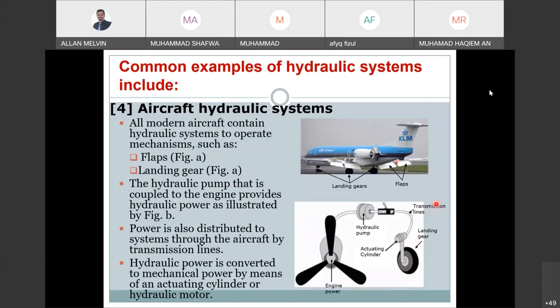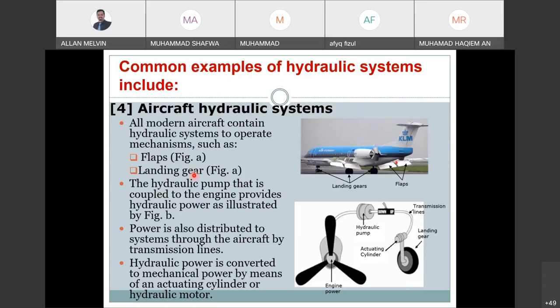Okay, the fourth one, the aircraft hydraulic system. So normally in larger machines, you can see hydraulic systems, especially vehicles. So it can be any vehicle. Normally we will see the car and aircraft. So all modern aircraft contain hydraulic systems to operate mechanisms. The flap of the wing. So kapal terbang naik ataupun turun, the flap plays a large role. So the pilot tekan je button, the flap opens because of the hydraulic system, and the landing gear. Kalau kapal nak turun ataupun naik, you can see the wheel will move slowly.